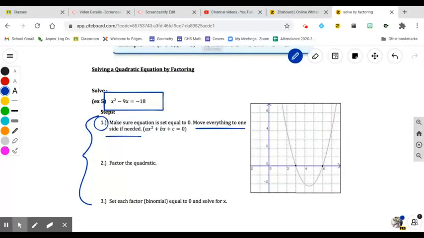Typically you want to move everything to the left side. You want to try to avoid having a negative x squared term, and keep it positive if possible. So to move this negative 18 to the other side, I'm going to add 18. Once you bring everything to one side, you want to rewrite it in standard form. So this would be x squared minus 9x plus 18 equals 0. That's what you want it to look like. Once you get everything to one side and in standard form, now you factor it.